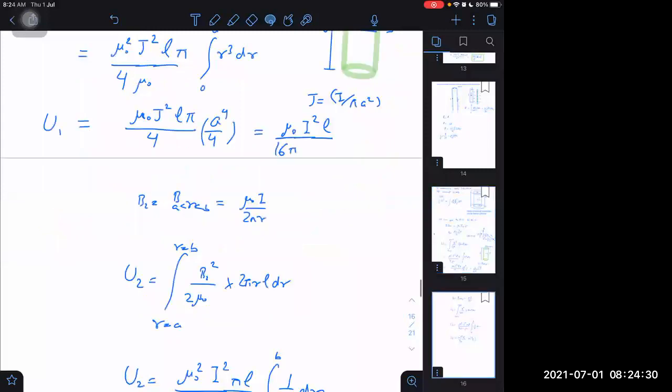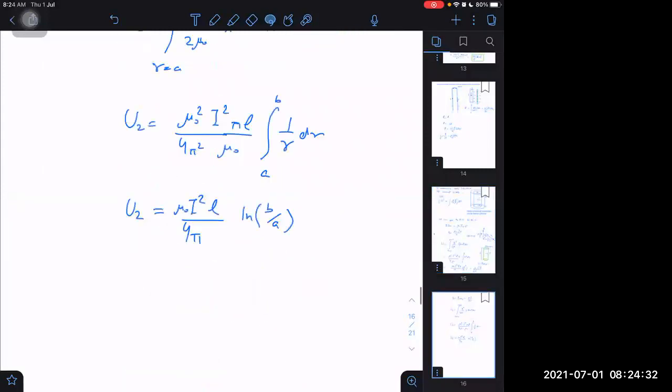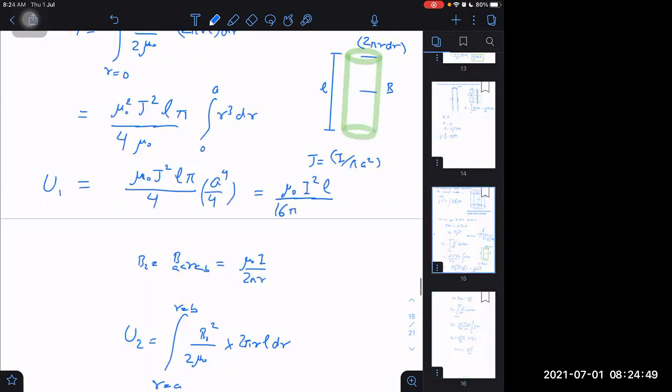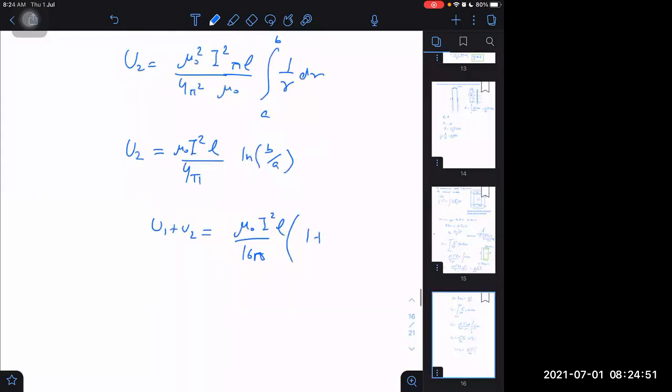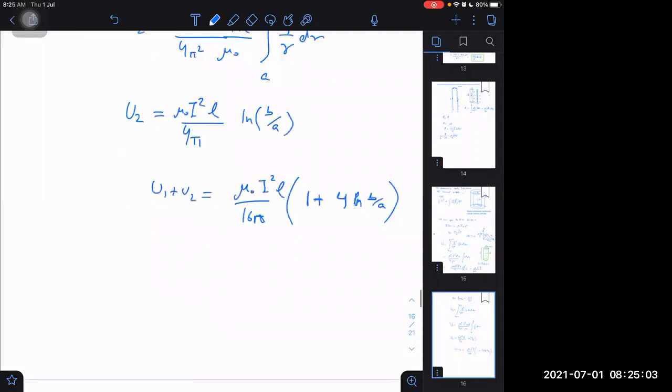Then mu naught I square L upon 16 pi and mu naught I square L upon 4 pi into log. So overall, U1 plus U2 is equal to mu naught taken common, I square taken common, upon 16 pi taken common, and L is also there in both. L is also taken common. Inside we are left with 1 plus 4 ln b by a. Right or not? Yes, sir. That only. This is the total energy.